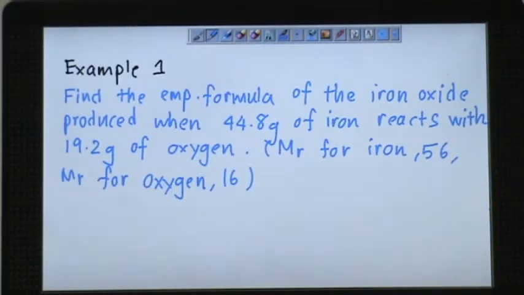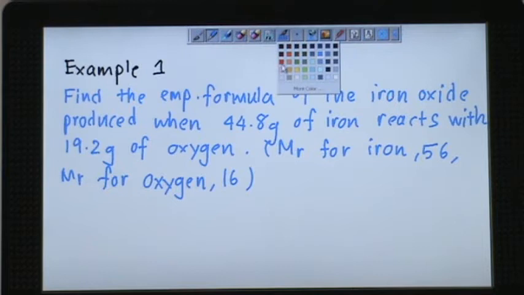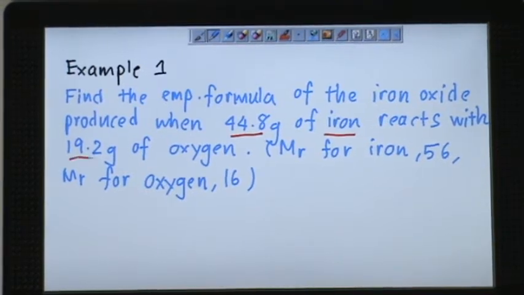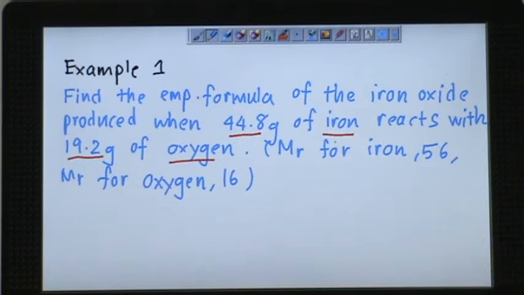Example 1. Find the empirical formula of the iron oxide produced when 44.8 gram of iron reacts with 19.2 gram of oxygen. The relative mass for iron is 56 and the relative mass for oxygen is 16. So the important point here is we need to identify the information given. This 44.8 is iron, and 19.2 is oxygen. And we can use the relative mass to calculate the number of moles. So let's look at this one.